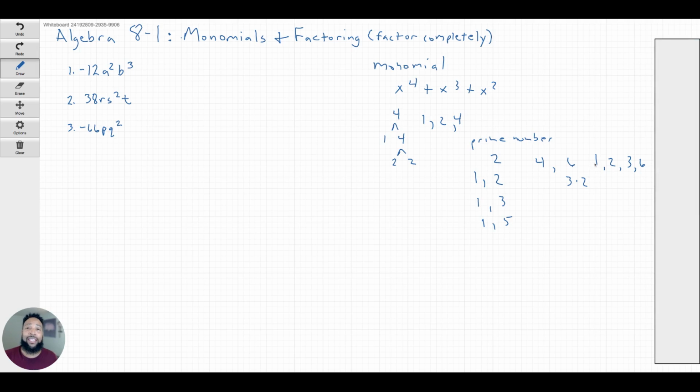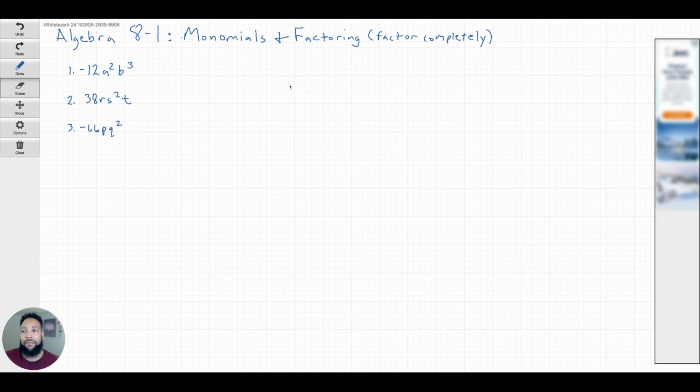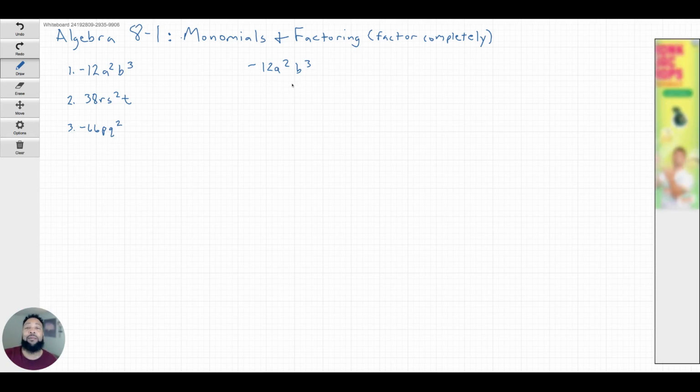So in this lesson, we're going to take it a step further and we're going to factor completely a monomial expression. So let's get started. Okay, so let's look at our first problem. We have negative 12 a squared b to the third. Now, when I say factor completely, we're going to break out this simple expression into multiple components.